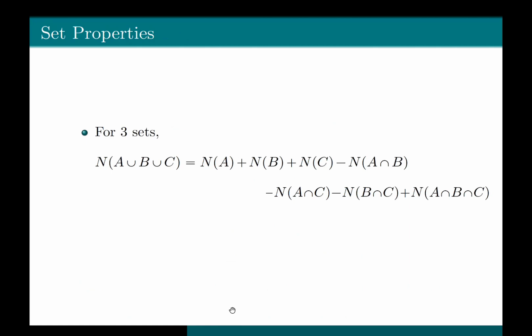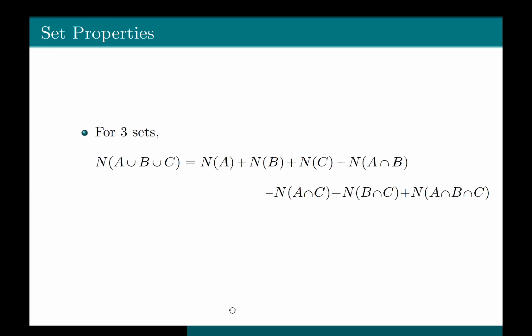Now, if we have more than two sets, then we can prove that the cardinality of the union of those three sets will be equal to the cardinality of the first set plus the cardinality of the second set plus the cardinality of the third set, minus the cardinality of the intersection between the first two sets, minus the cardinality of the intersection between the first and third, minus the cardinality of the intersection between second and third, plus the cardinality of the intersection of all these three sets.